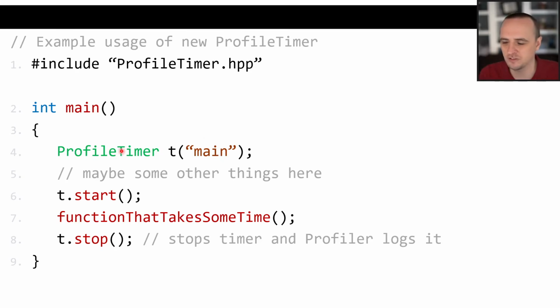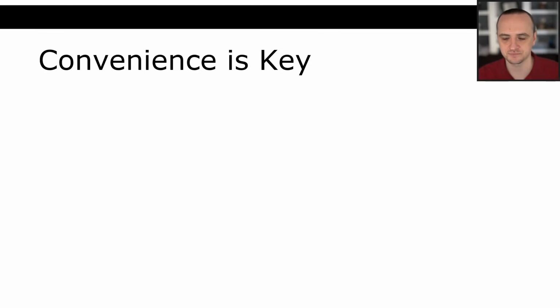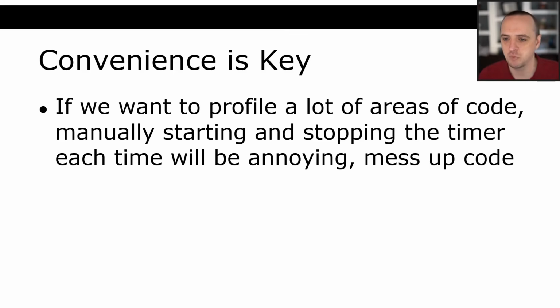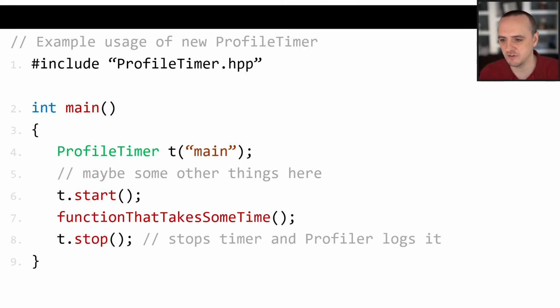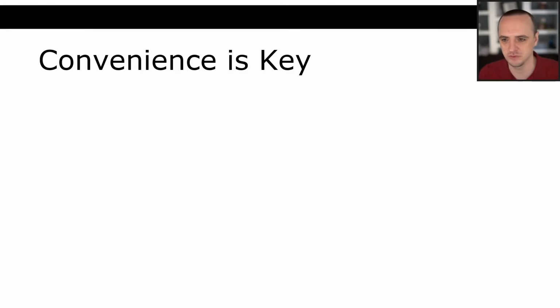But calling the profile timer, giving it a name, saying start, saying stop, it's still super inconvenient, right? It's better than manually using a timer. It's better than manually calling std::chrono, but still it's not at the level of convenience that we want. So convenience here is really key. Convenience and modularity. If we want to profile a lot of areas of code, then manually starting and stopping the timer each time will be super annoying, right? And it'll mess up our code. Imagine if every function that we wanted to profile had to have these 3 lines of code in specific points. Oh my God, that would be super annoying.